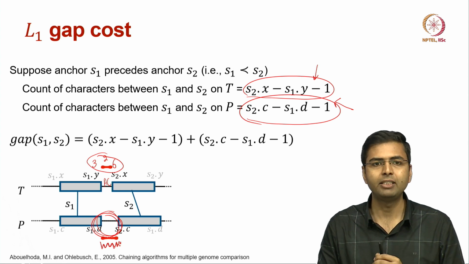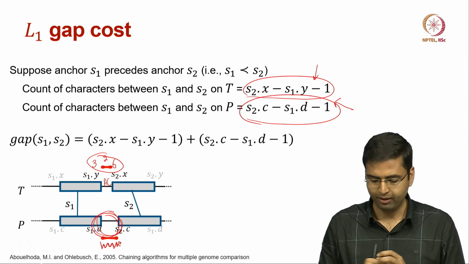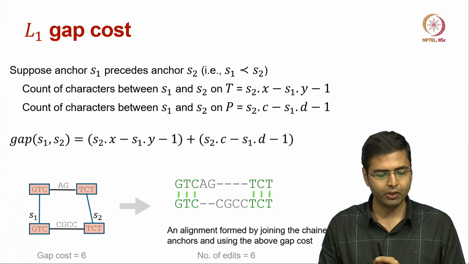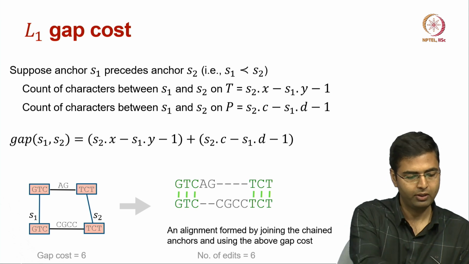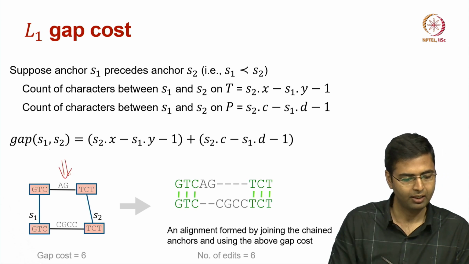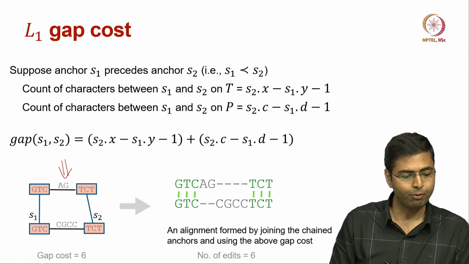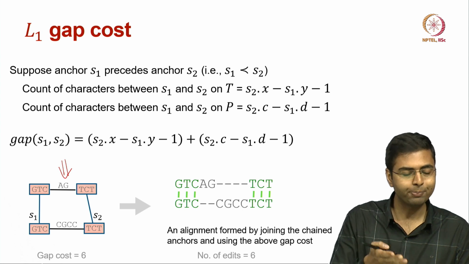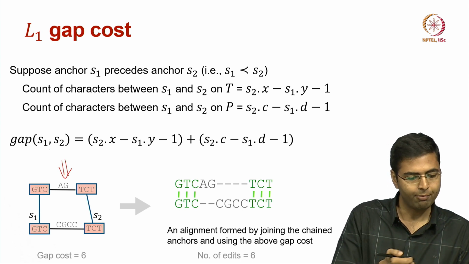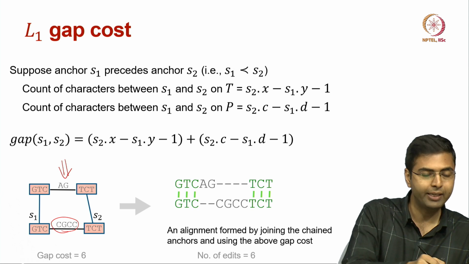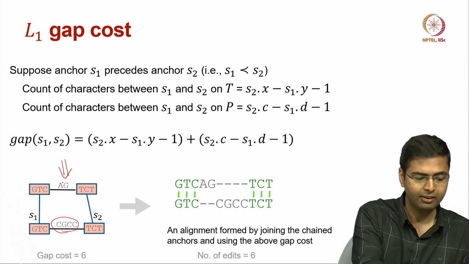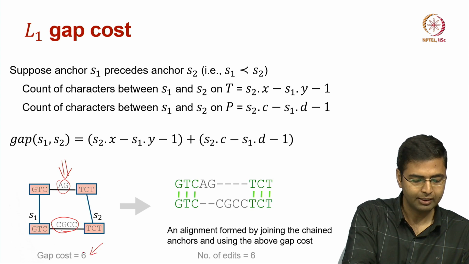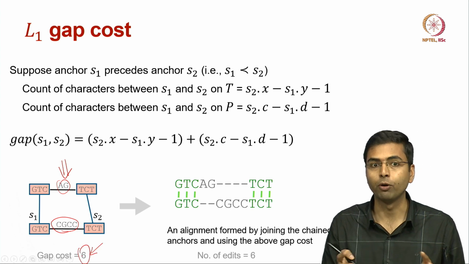So, with this definition we will proceed forward. Now intuitively you can think of this cost in the following manner as well. For example, suppose you have two anchors S1 and S2 shown here in this example, then the number of characters on the top sequence is 2 and the number of characters in the bottom sequence between these two anchors is 4. So, by this gap cost definition, the gap cost will be 6 in this case, that is 2 plus 4.